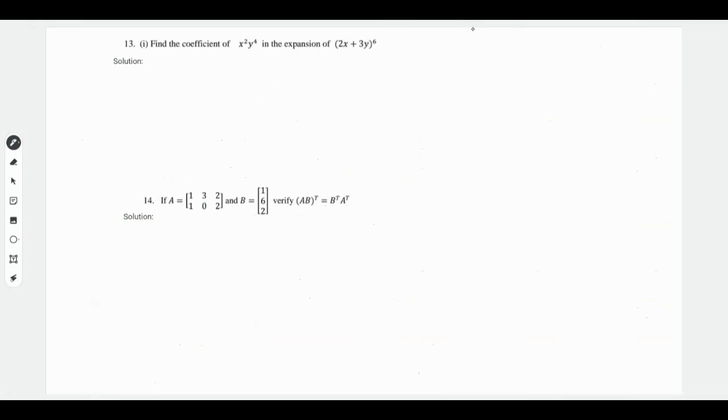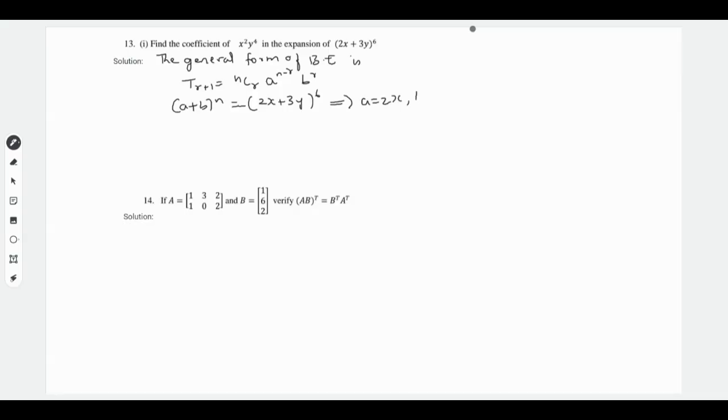Now moving with the next question, we have find the coefficient of x square y power 4 in the expansion. So we know the general form. The general form of binomial expansion is T(r+1) equals nCr a^(n-r) b^r. So now you are comparing (a+b)^n equals (2x+3y)^6, means a is equal to 2x, b is equal to 3y, and n is equal to 6.